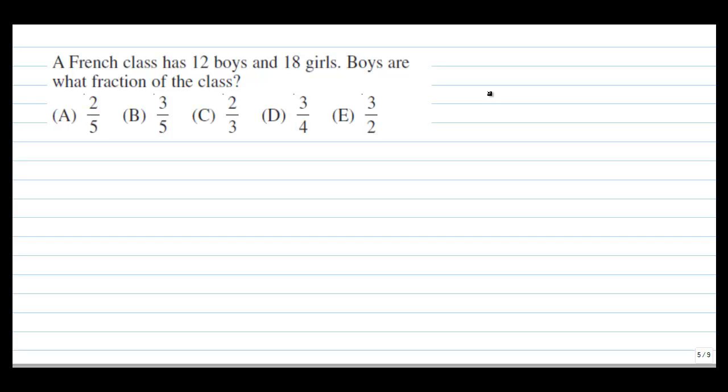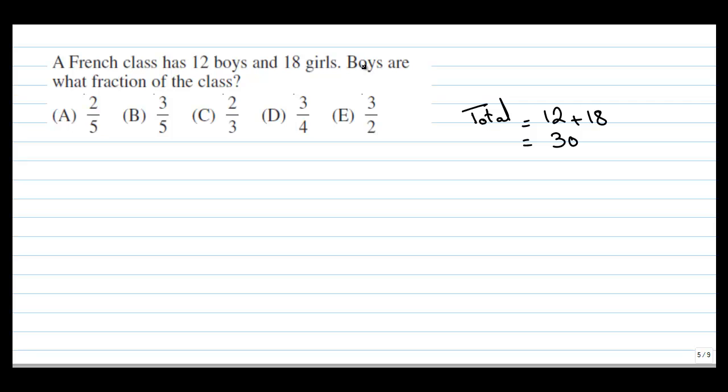Alright, the first problem says a French class has 12 boys and 18 girls. Now before you continue reading this question, there is something you can do: you know that the total would be 12 plus 18. This is what I call extracting the important information while you are reading. We did not finish reading yet, but we can extract the important information. So the first given is that we have 12 boys and 18 girls, so your guess would be the total is 30.